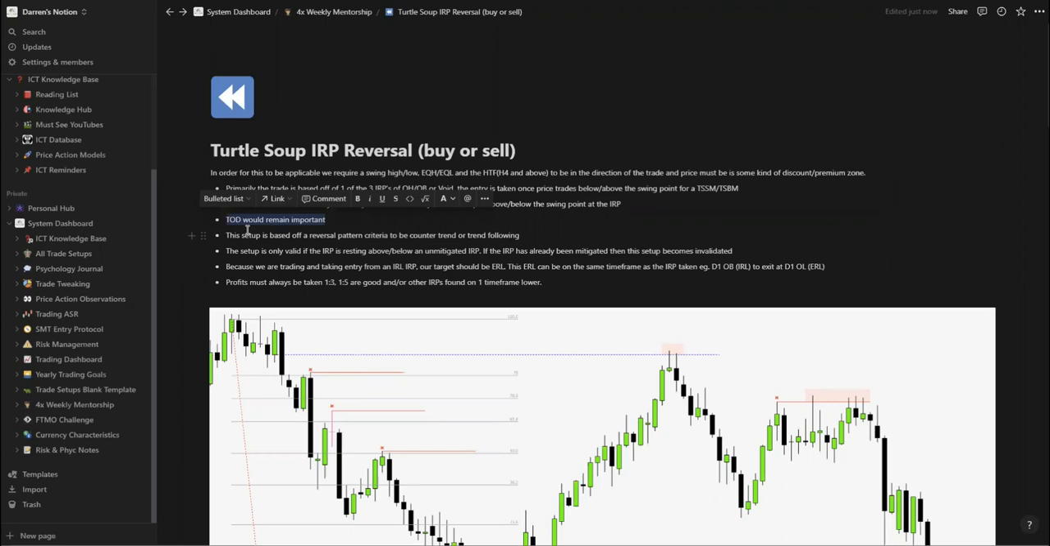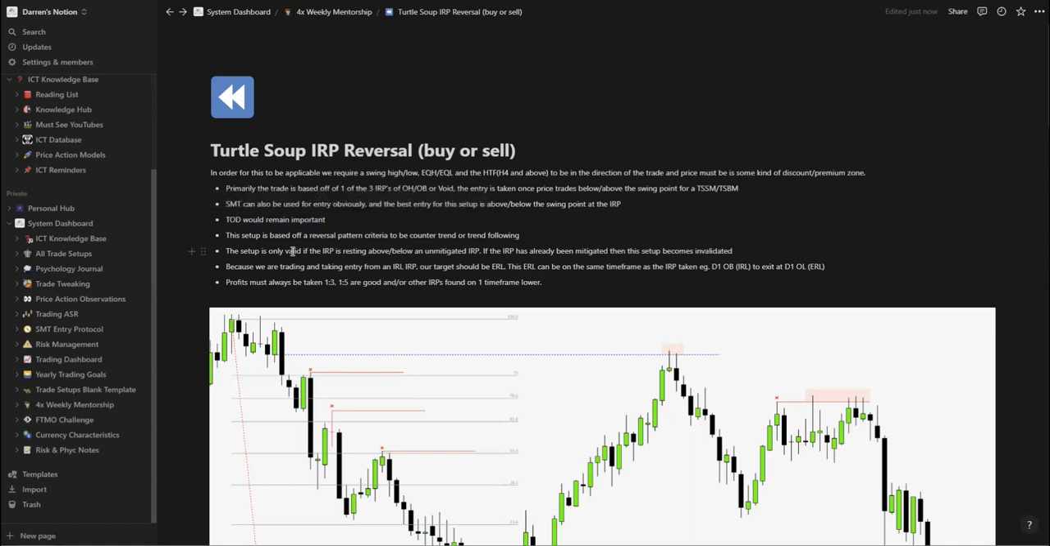Okay, so maybe early morning price comes into the IRP, doesn't quite close the void, doesn't quite test the order block. Fine, no problem. Wait for the New York, wait for the London. Okay, time of day is essential for this setup.